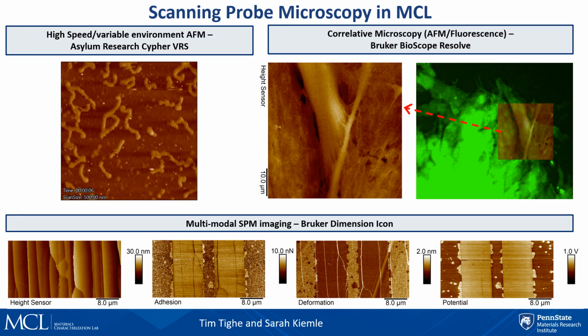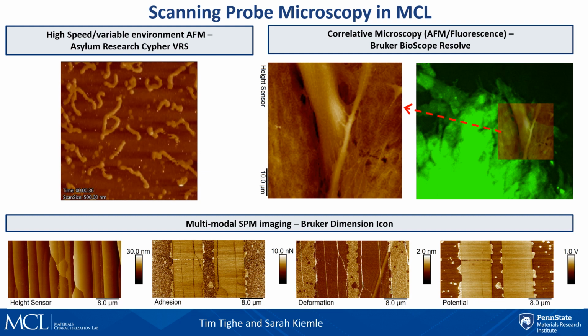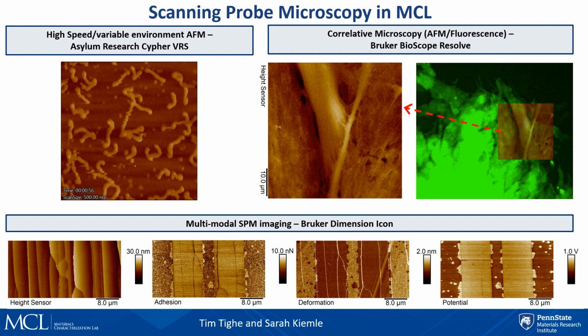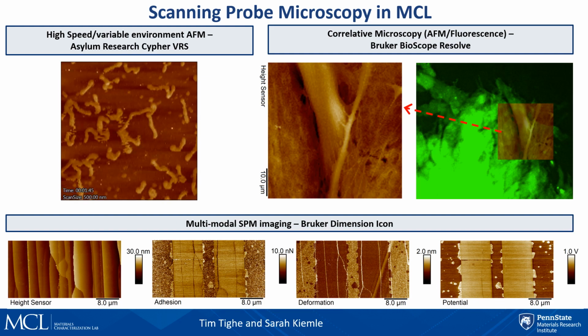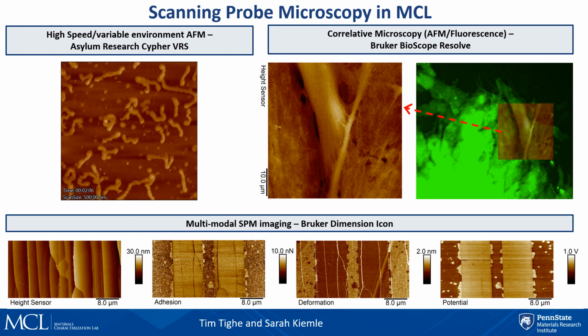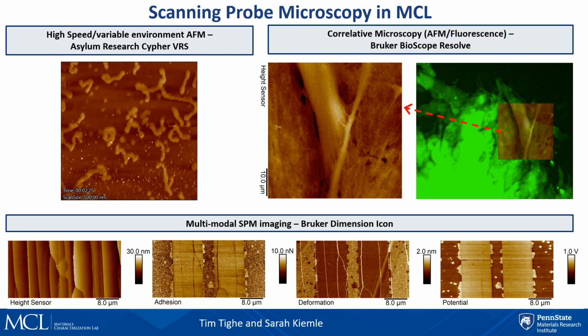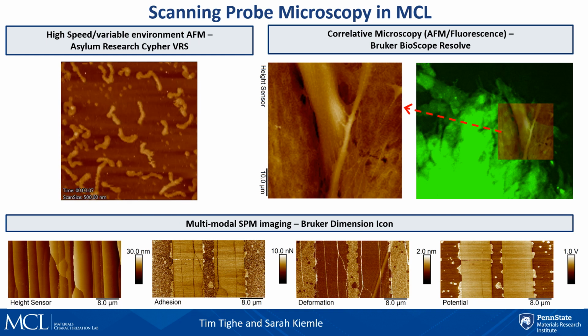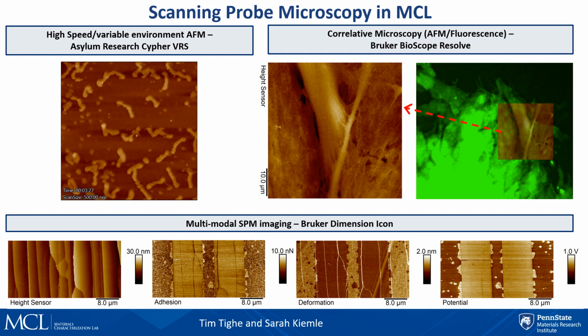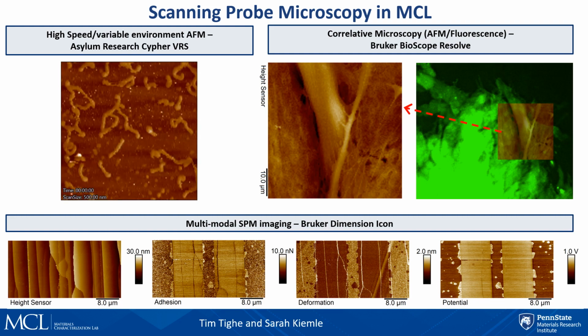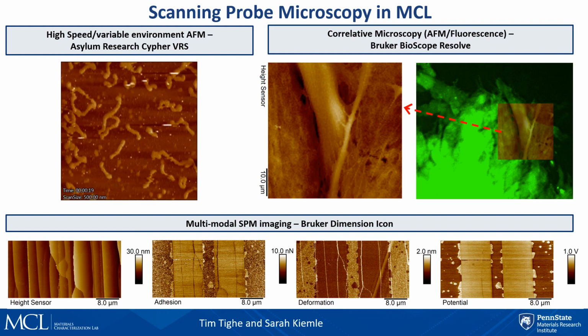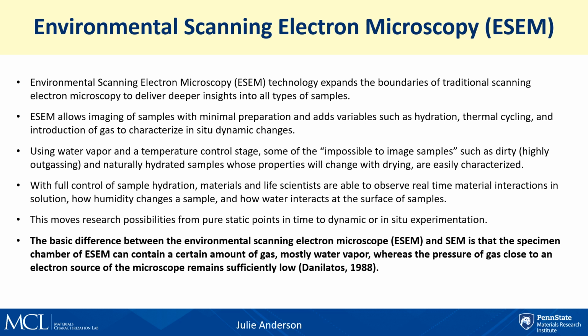So at the MCL, we have 3 different types of AFMs that all work in fluid. We have a high-speed variable environmental AFM from Asylum Research called the CIPHER. We also have a correlative microscope with AFM and fluorescence called the Bruker Bioscope Resolve. Also, the Bruker Dimension Icon, which is the workhorse of the AFM, is also able to function in fluid. So next up, we're going to talk about environmental scanning electron microscopy.